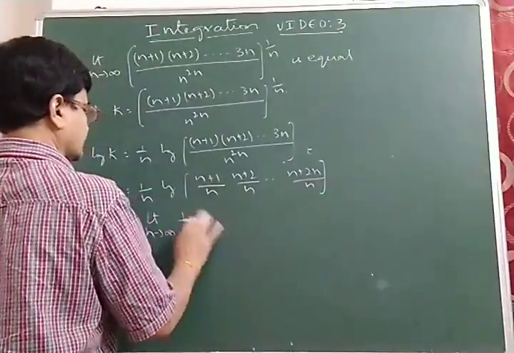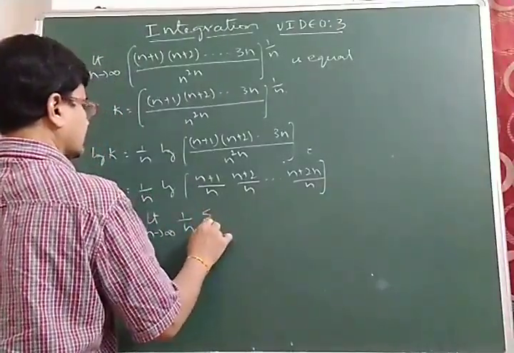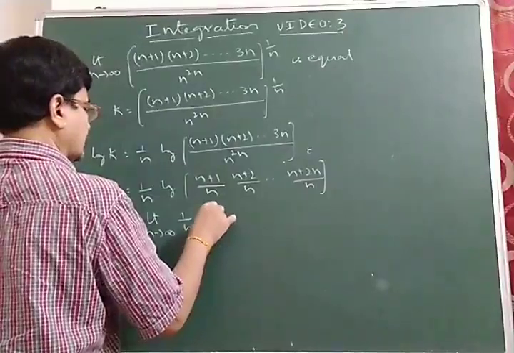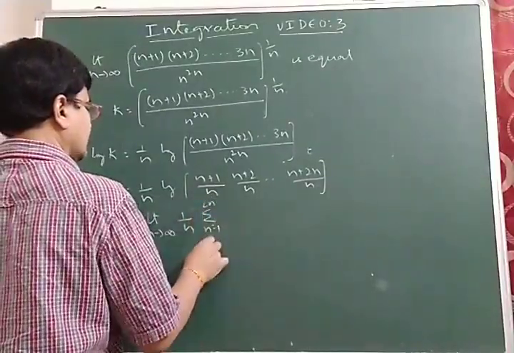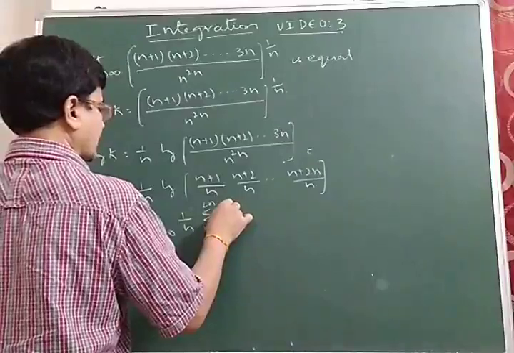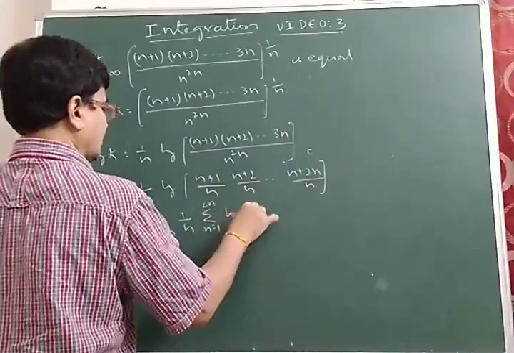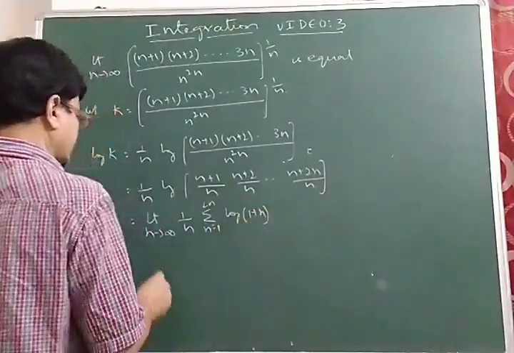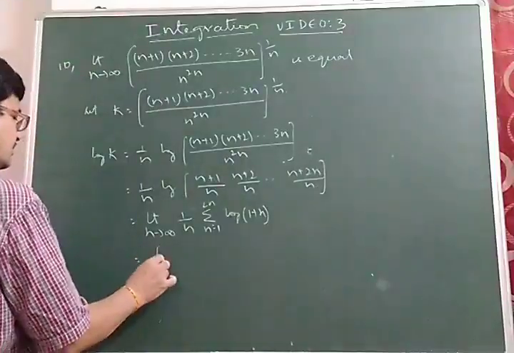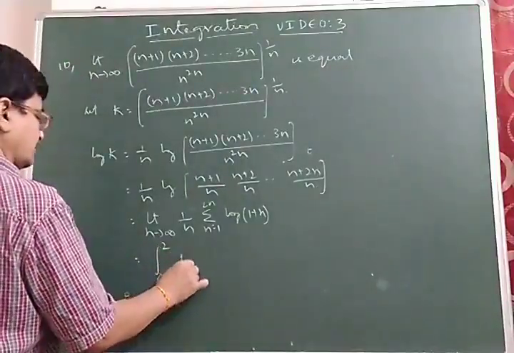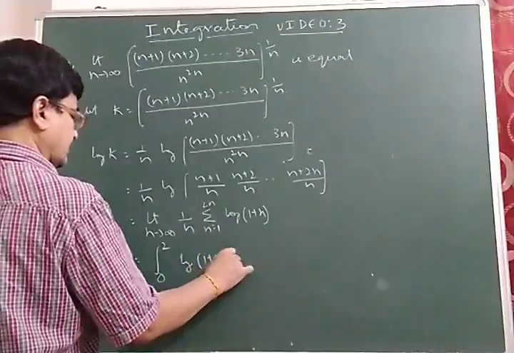sigma, r is equal to 1 to 2n, log of 1 plus x. So that is equal to integral 0 to 2 log of 1 plus x dx.